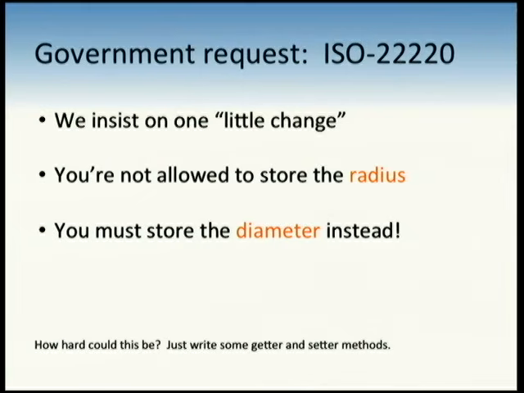Their new rule is, we have one little change. We looked at your instances and you're no longer allowed to store the radius. You must take the radius out and replace it with diameter, and you can't have both. What code does this break? It breaks our entire class.